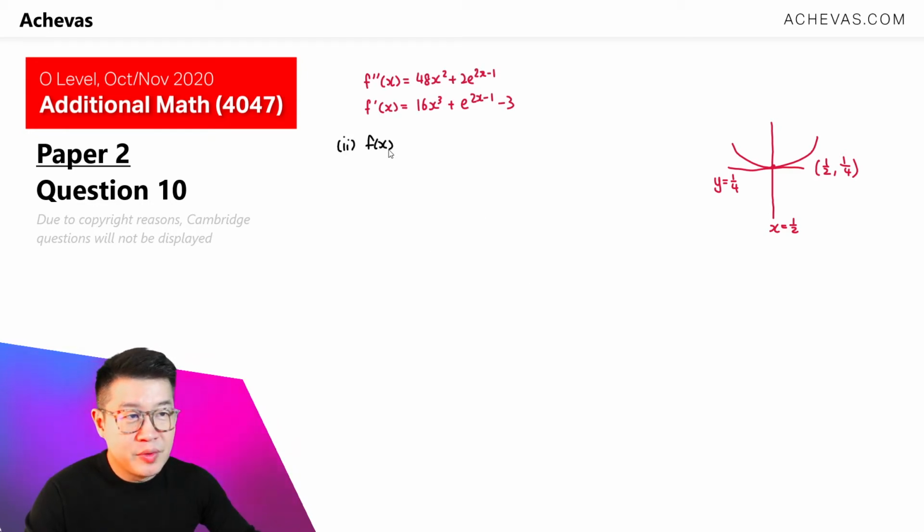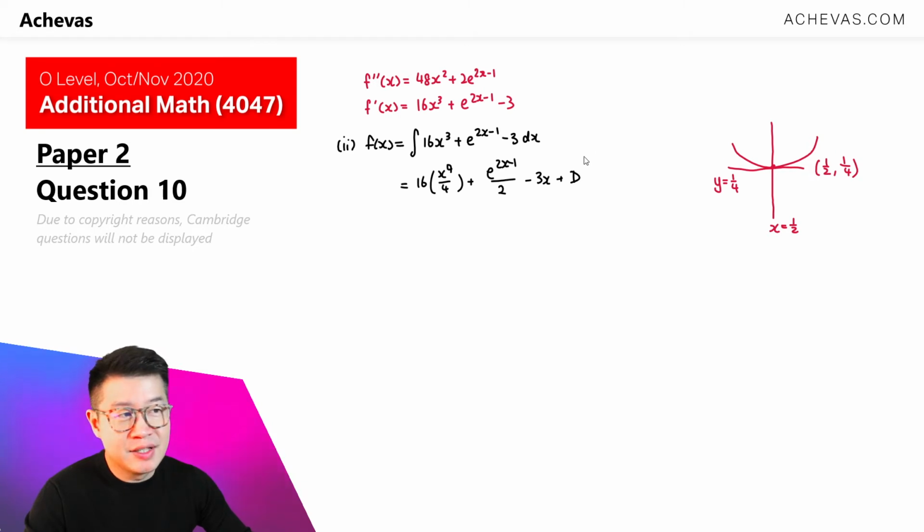The expression of f x will be found by integrating f prime x that we found in the previous part. So it is going to be integrating 16x to the power of 3 plus e to the power of 2x minus 1 minus 3. So this is equal to 16, then x to the power of 4 over 4, plus this will be e to the power of 2x minus 1 divided by the coefficient of x, which is 2, then minus 3x plus an arbitrary constant. I'm going to go for d since previously I've used c. So this is equal to 4x to the power of 4 plus half e to the power of 2x minus 1 minus 3x plus d.